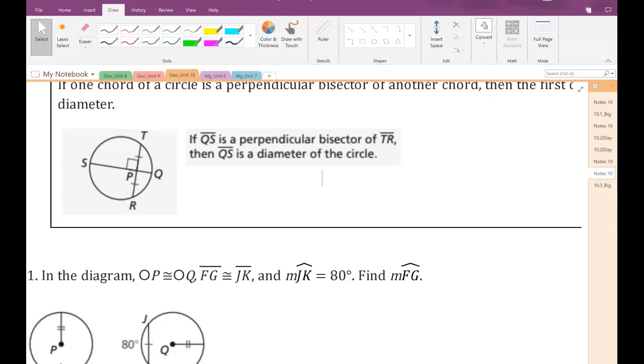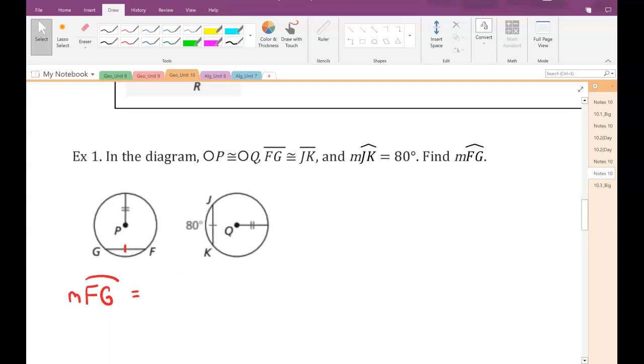All right. So we're going to work through examples using these theorems. And I already look like I have one of them started. So we're looking at the diagram. Circle P is congruent to circle Q because they have the same radius.